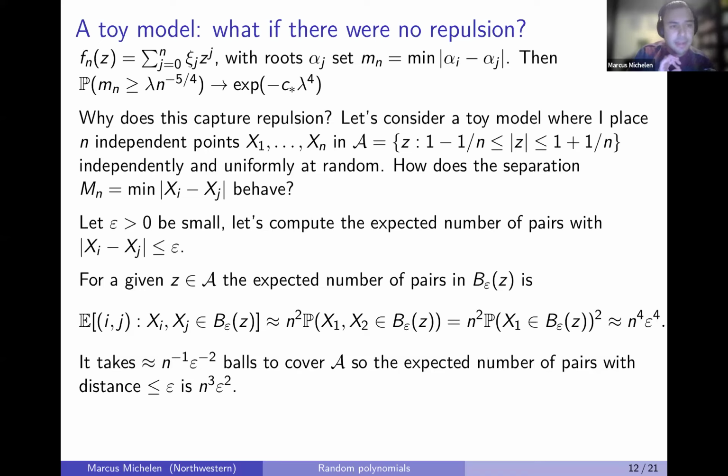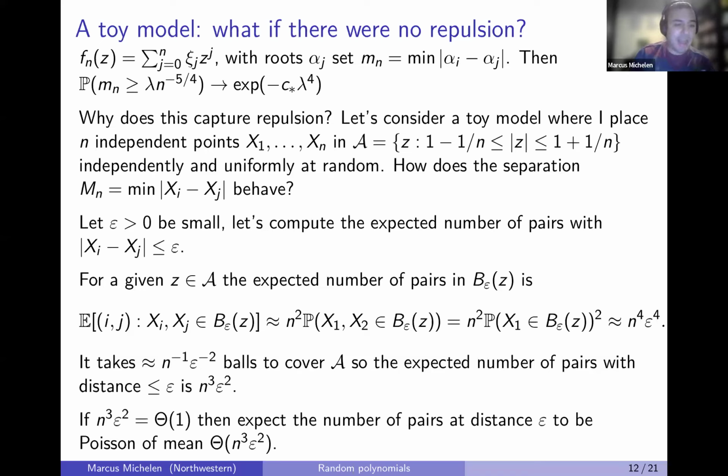So this is telling us that n cubed epsilon squared is big O of 1. In particular, if I have epsilon as n to the negative 3/2, then I'll end up hoping, likely, the number of pairs at distance epsilon is Poisson of mean n cubed epsilon squared. So if you're a bit more careful, this will prove this sort of a limit here.